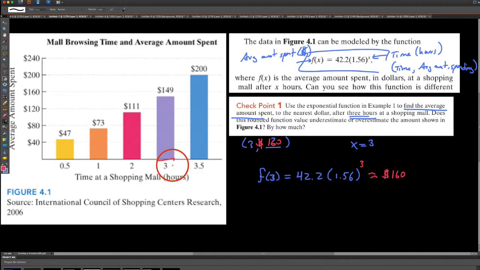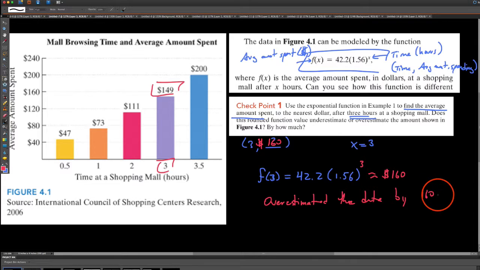Now looking at our picture over here, we say after 3 hours, they actually got 149. So our model overestimated the data by, let's see, this would be 160 minus 149, by $11.